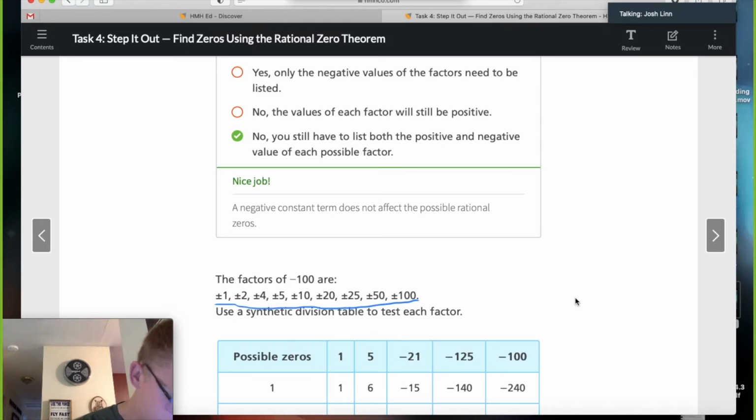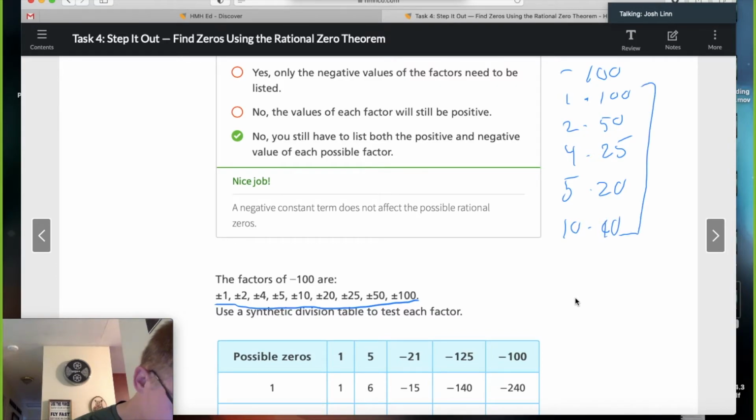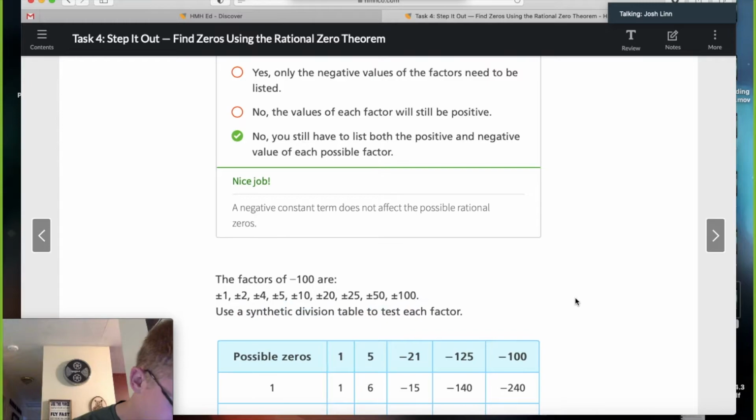So again, the way they found that, they had negative 100. They went, you could do 1 times 100, 2 times 50, 3, no, 4 times 25, 5 times 20, and then 10 times 10. So here are all of our factors, also listed right there. So that's where they got them from.